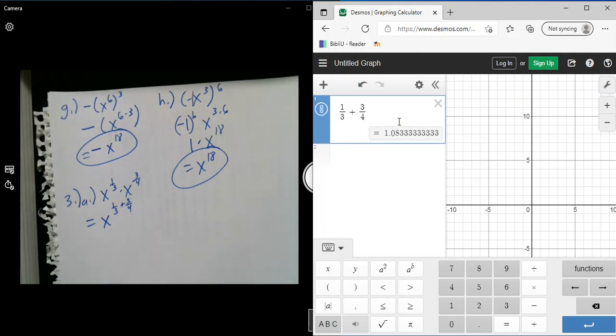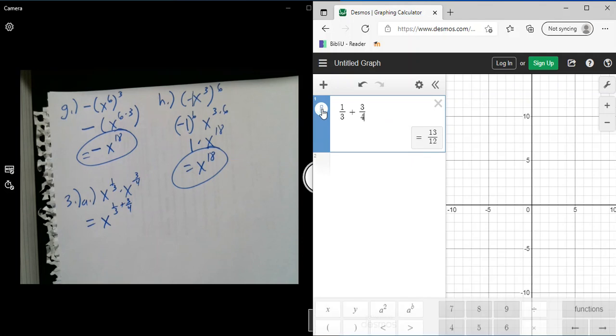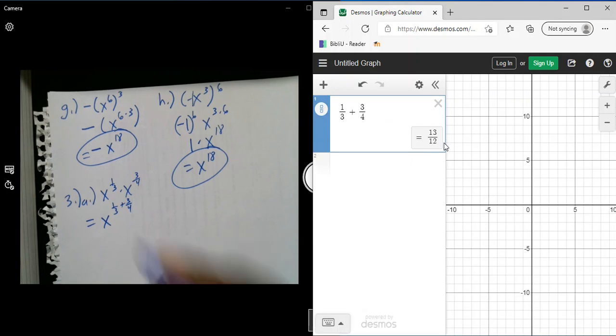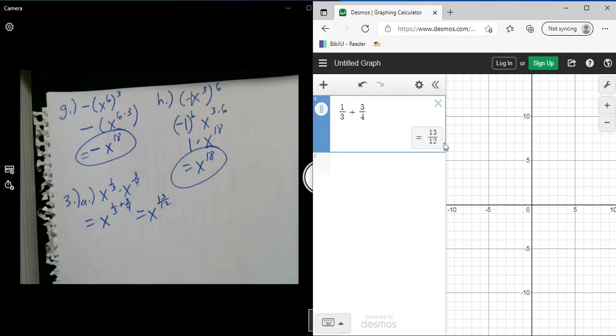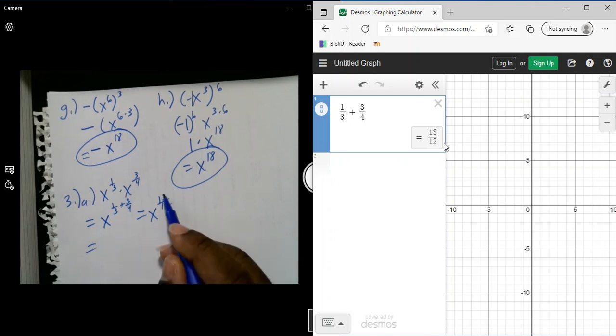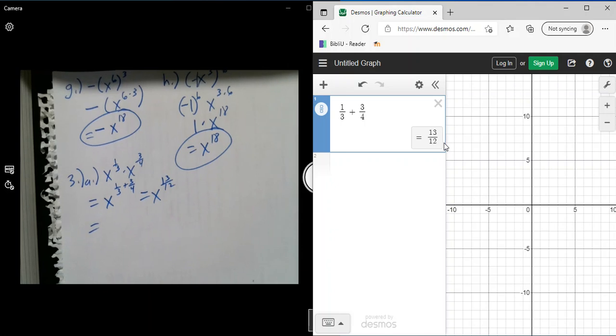Now 1/3 plus 3/4 gives us this long decimal. We push this value here and it gives us the fractional exponent, which would be 13/12. Now they asked us here to simplify the following. When they mention simplify here, they also want us to change this into a radical. To change this to a radical, first of all, you see if you can simplify this fraction here. Well, you do that whether you change it to a radical or not.